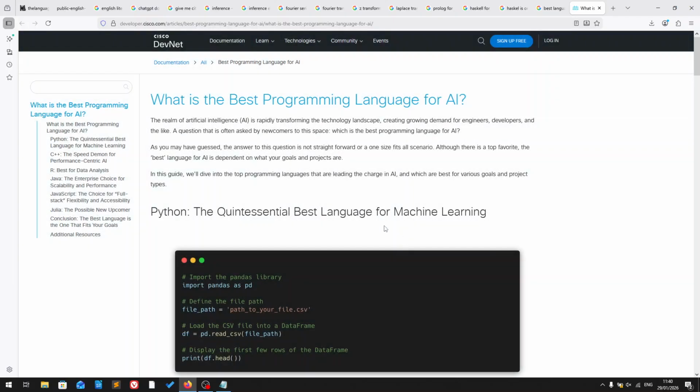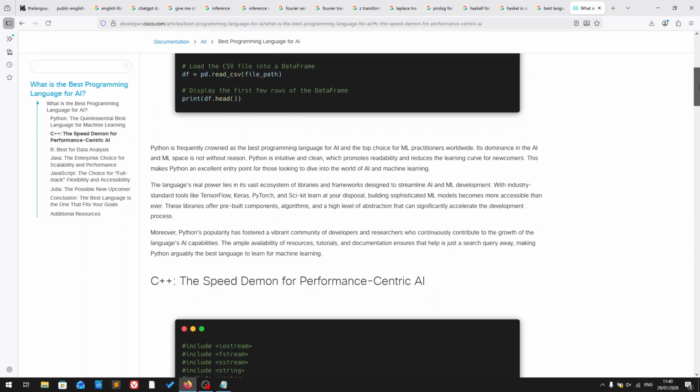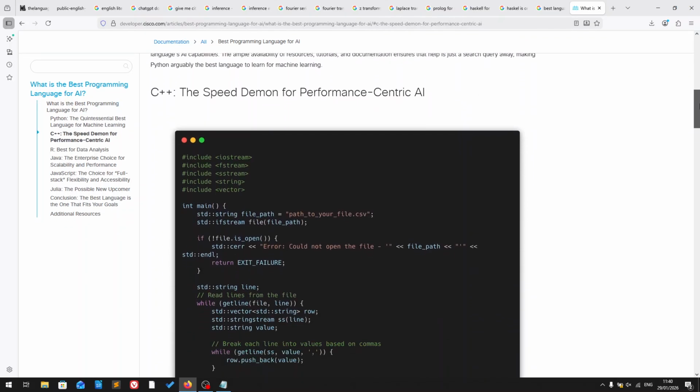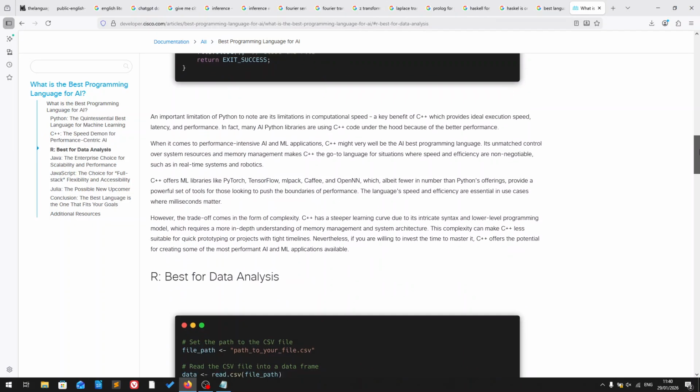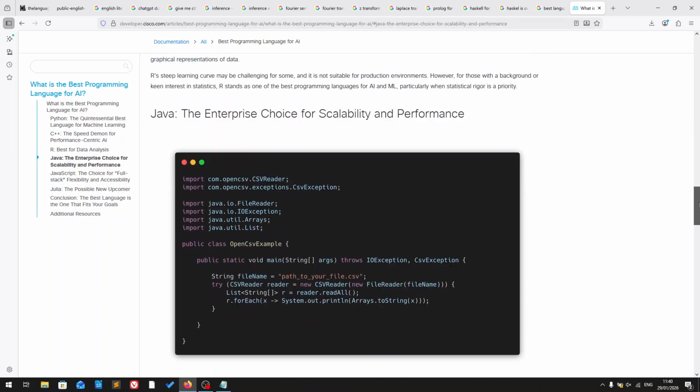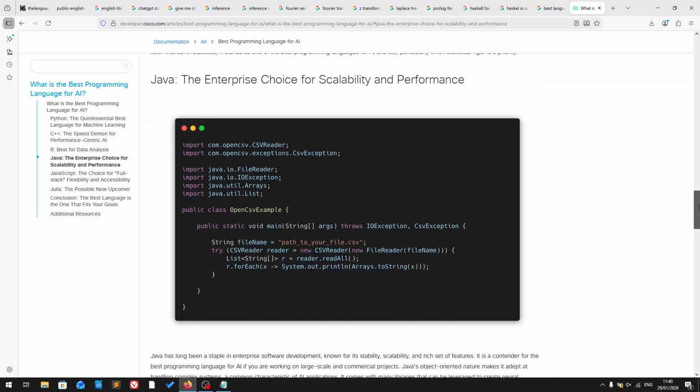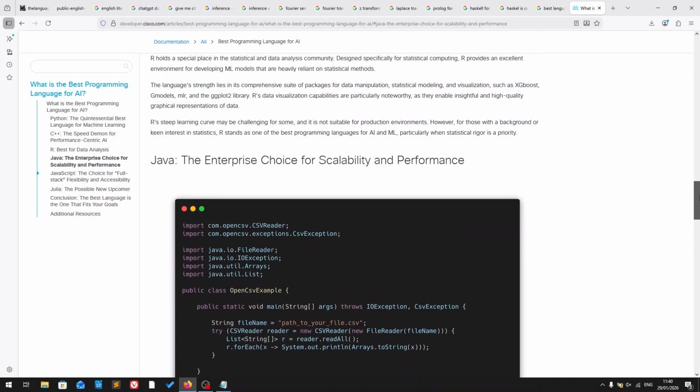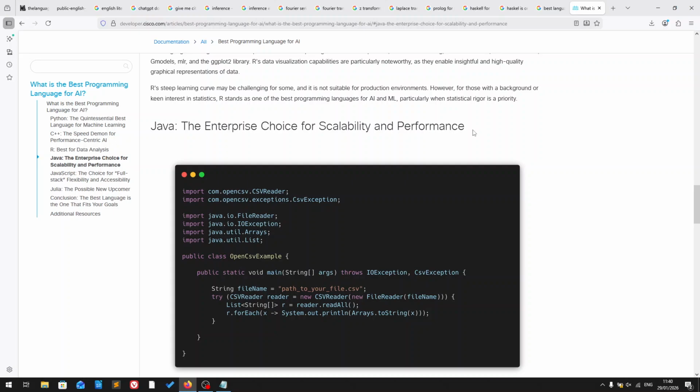Quintessential best language for machine learning, Python. C++, speed demon for performance-centric AI. Best for data analysis, R. Java, the enterprise choice for scalability and performance. Scalability, performance, there are metrics, there are mathematical formulae, and that's how you.